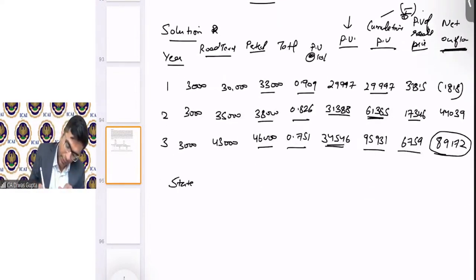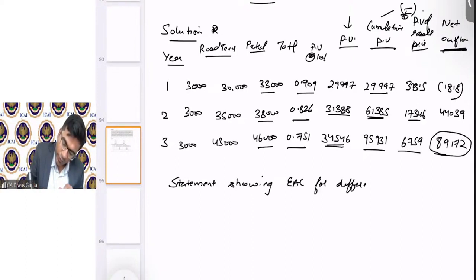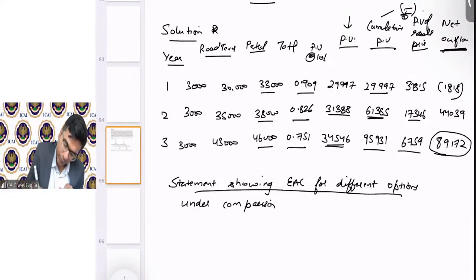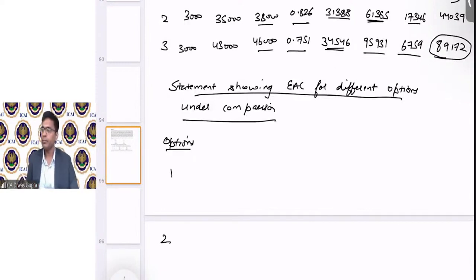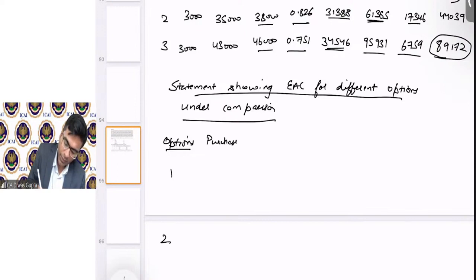Now, statement showing EAC for different options under comparison. Options were replace in 1 year, 2 year, and 3 year. Correct? What is the purchase price? 55,000, 55,000, and 55,000.